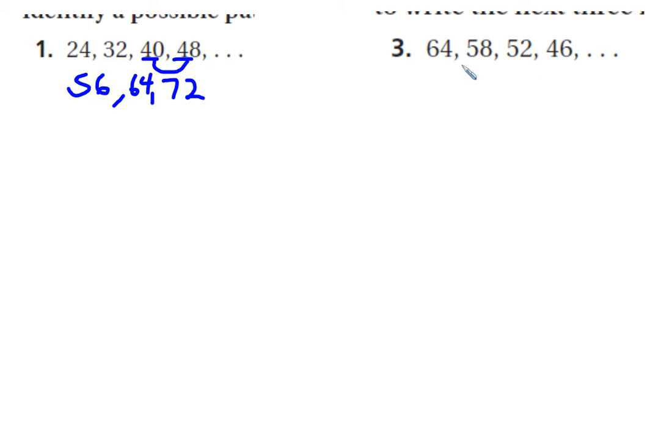For the next one, they're decreasing, but what are they decreasing by? 58 minus 6 is 52. Is that happening to all the numbers? I need to check. 64 minus 6 is 58, and it is. So this one's decreasing by 6. 46 minus 6 is 40, 40 minus 6 is 34, and 34 minus 6 is 28.